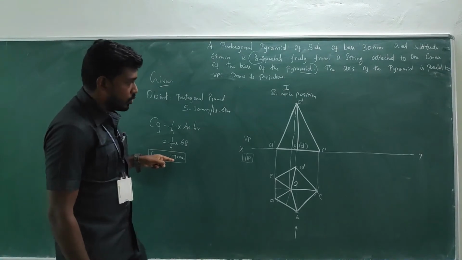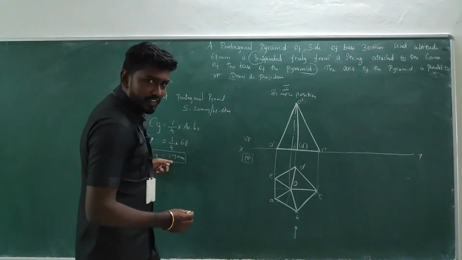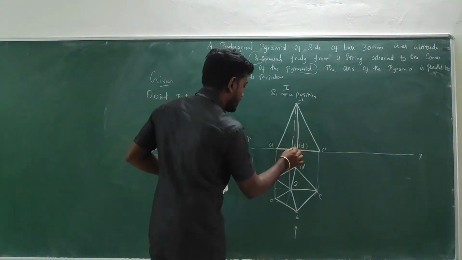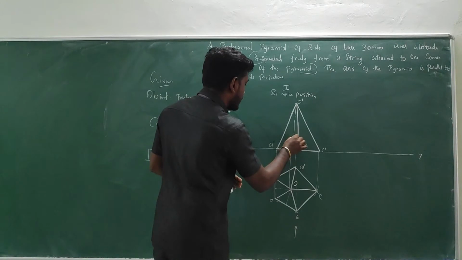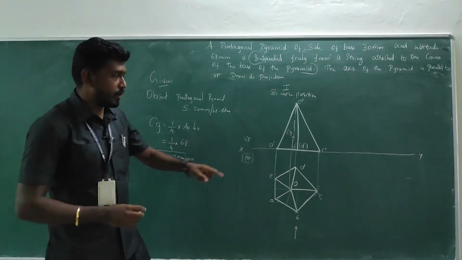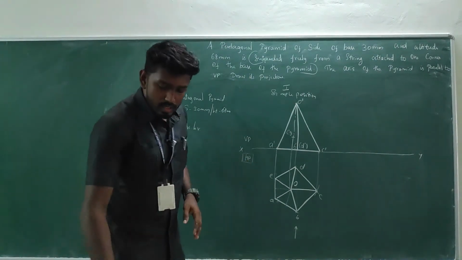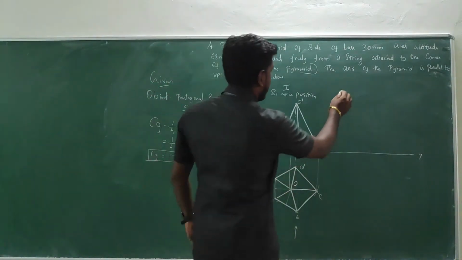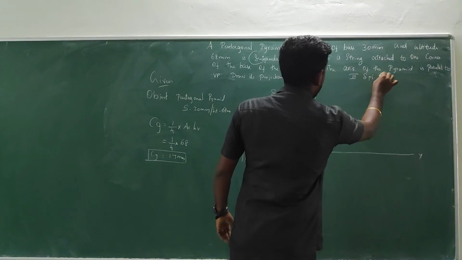So what I am going to do is, in the axis, in the front view, I am going to specify 17 mm from the base by measuring with a scale. From the base, I am going to mark 17 mm. So somewhere here I will get the CG point. Okay, so now we are going to do the second step. Okay, special condition.